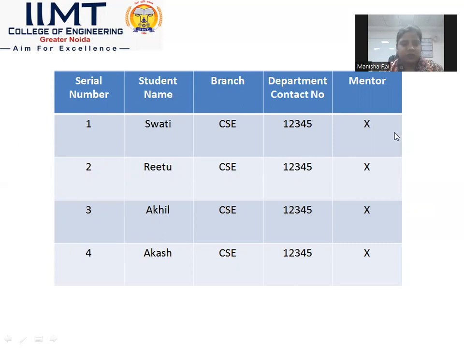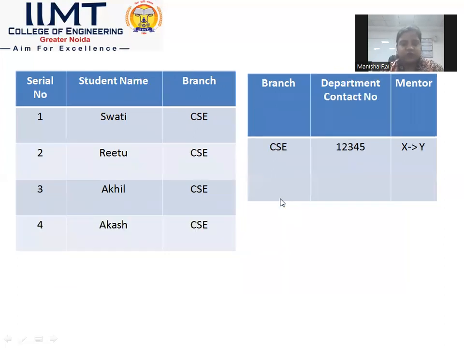But what will happen if we try to insert more and more data, maybe more than 100 records? It is already visible: branch, department, contact number, and mentor name are repeating again and again. Maybe 100 times the data will repeat itself, and it will increase the occupation size in the database. To overcome this problem, we can divide the database table into two different subtables.